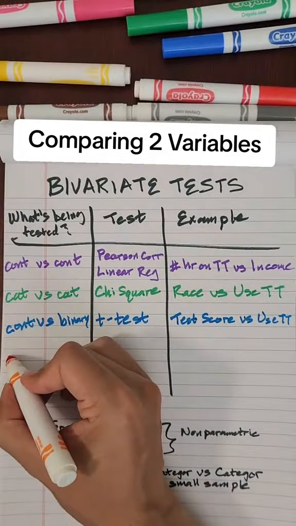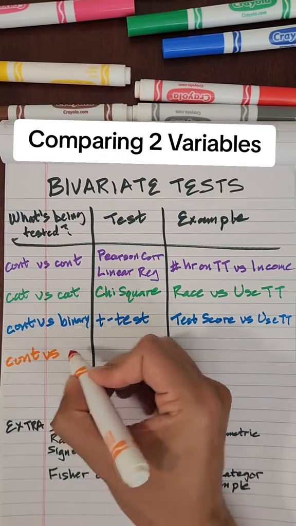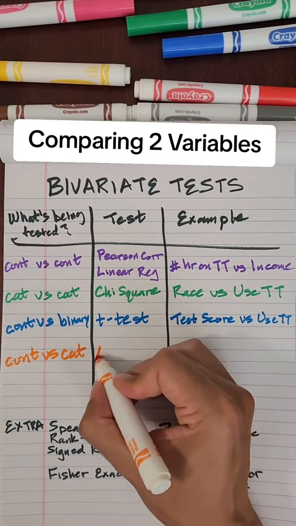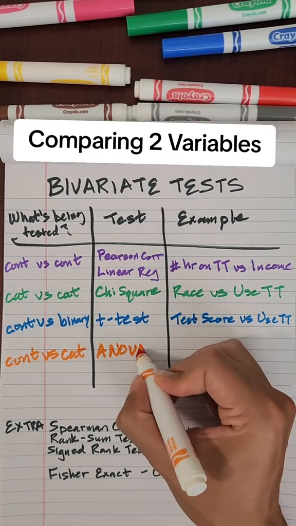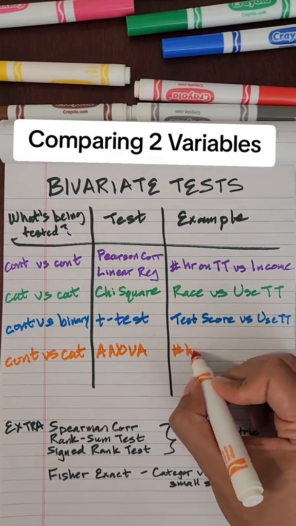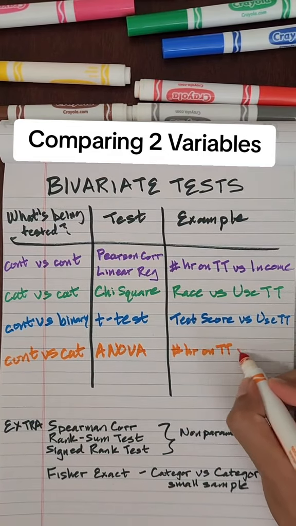And then the last one I'll mention here is continuous versus categorical. Here you would use an ANOVA. An example might be number of hours on TikTok versus race.